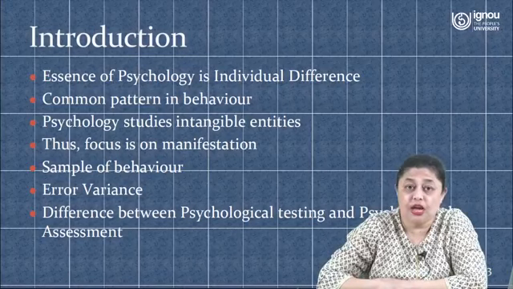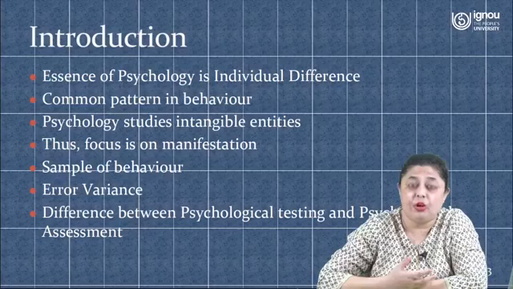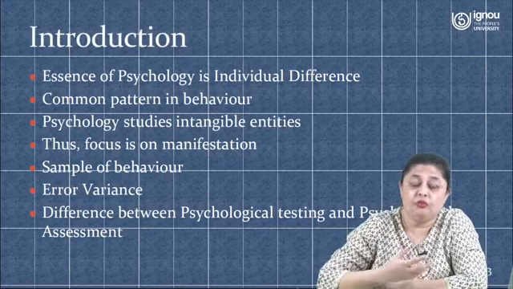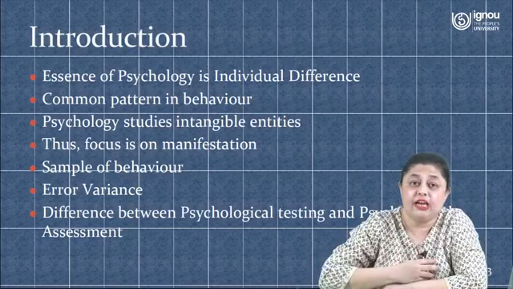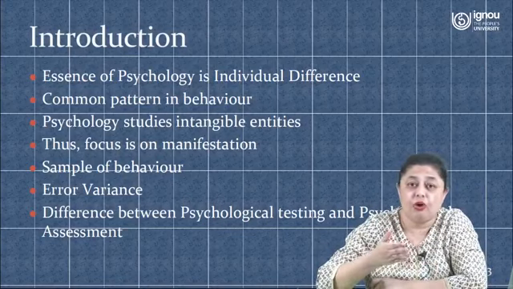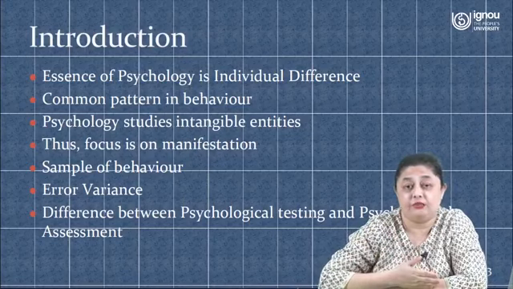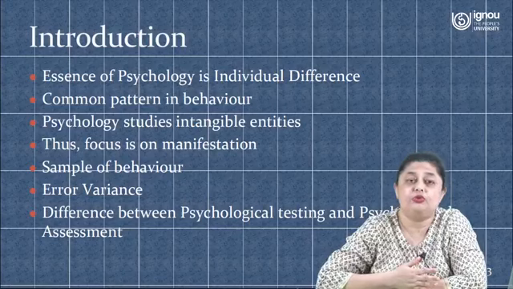If there are any outliers, how many people, for example, if you want to see the adjustment level of adolescents in Delhi, then what we are going to do is administer an adjustment scale for adolescents, and then we are going to try to find out whether there is maladjustment, moderate adjustment, high adjustment, low adjustment, and so on.